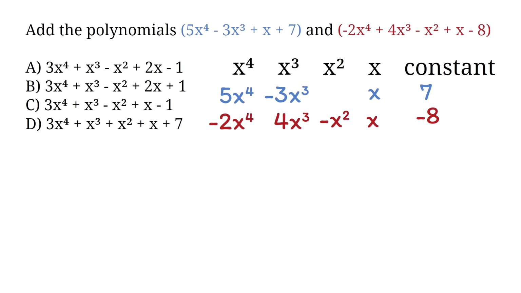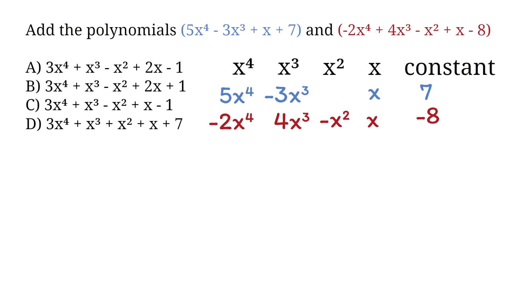Please note that the minus is the sign of the number after it. That is why we wrote negative 3x cubed. This is because of the minus 3x cubed in the first polynomial. The same idea applies to the negative 2x exponent 4, the negative x exponent 2, and the negative 8 from the second polynomial. Please note that you don't have to write your setup the same way I'm presenting mine.